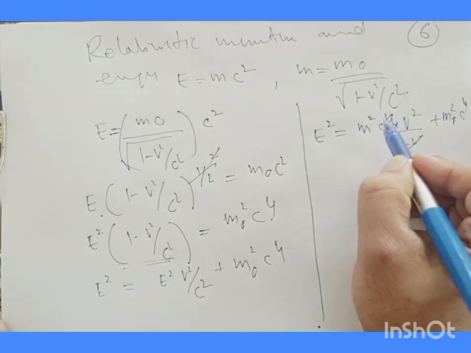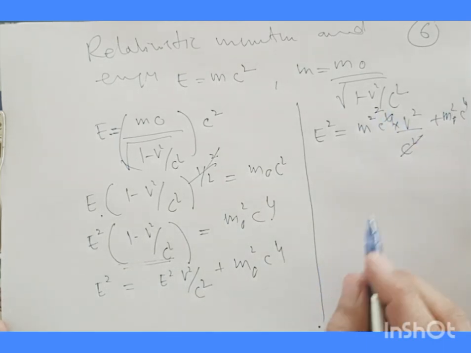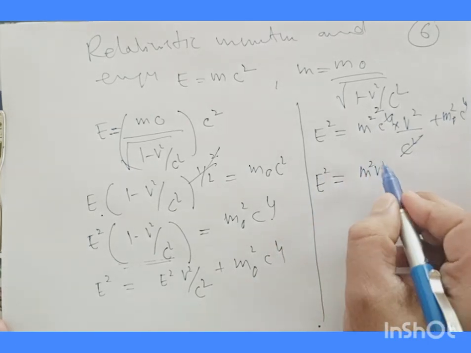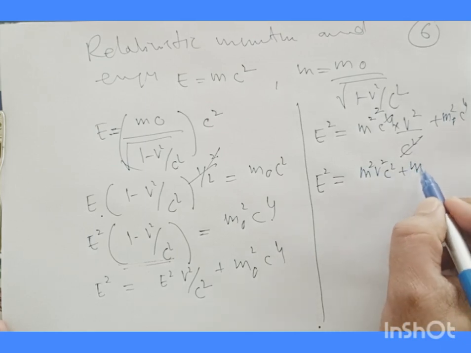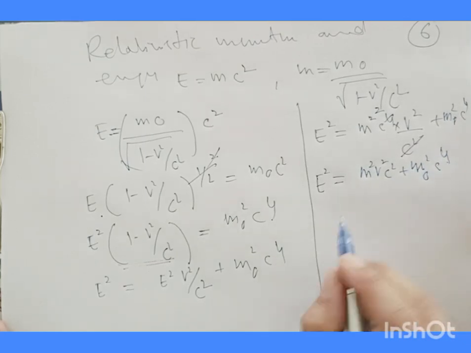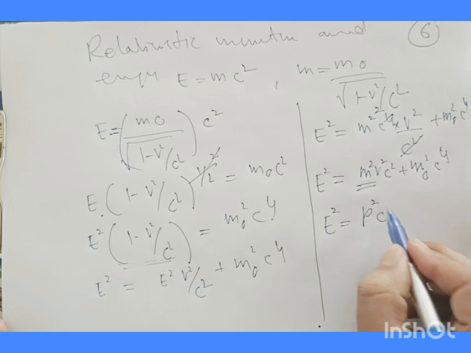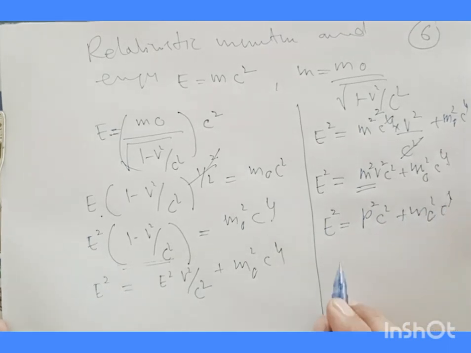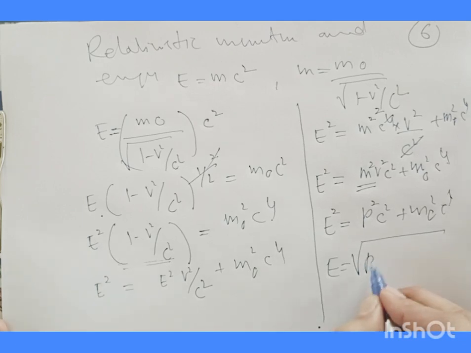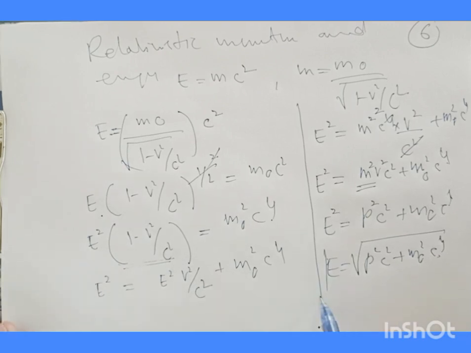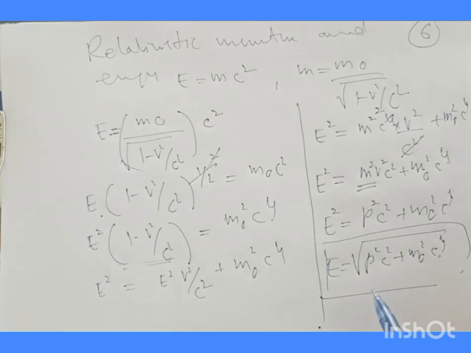So we will see if we can cancel something. Yes, c square, and this will give me c square. So E square will come out to be m square v square c square plus m naught square c to the power of 4. Here, m v is the momentum, so E square is p square c square plus m naught square c to the power of 4. So E is under root of p square c square plus m naught square c to the power of 4. This is the relation that we are interested in, the relation between the relativistic momentum and energy.